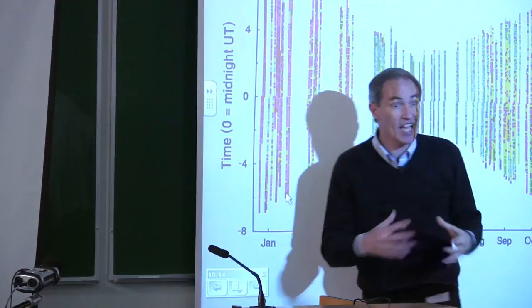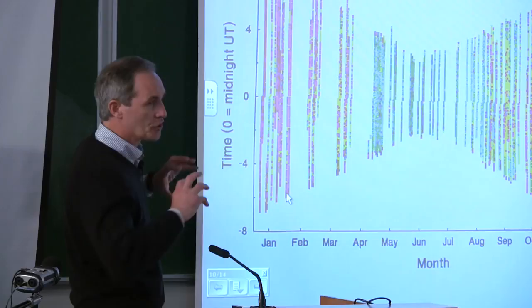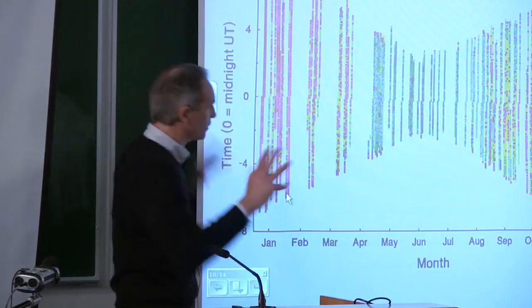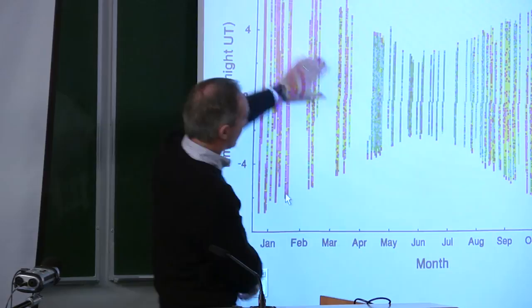So just a couple of features of the plot. As I said, this is midnight. The first thing you notice is that all of these observations are made during the night time, because you can only do that, for obvious reasons. The nights are longer in the winter and they're shorter in the summer. So that's the first point we notice.